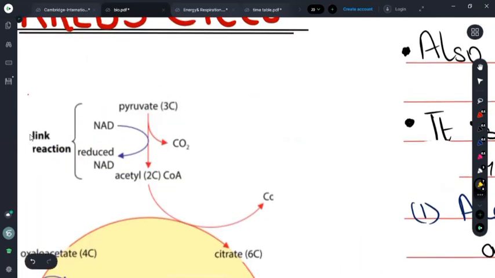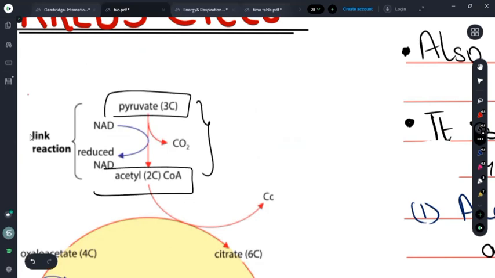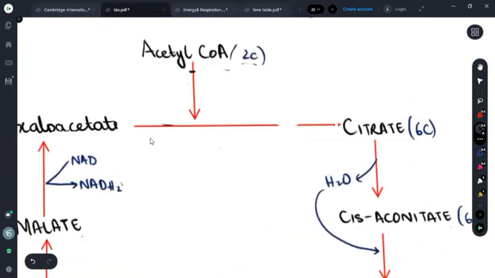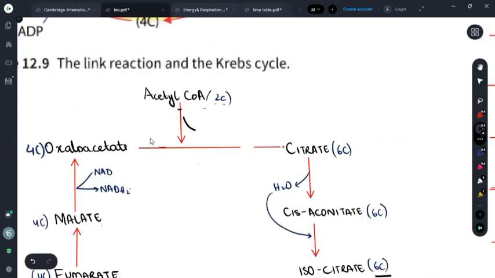So here is a short quick recap of the link reaction which we studied earlier. That pyruvate molecule, which was a 3-carbon compound, forms acetyl coenzyme A. Now this acetyl coenzyme A undergoes the Krebs cycle. What's happening here is that, in the first process, it gets combined with oxaloacetate, which is a 4-carbon compound.